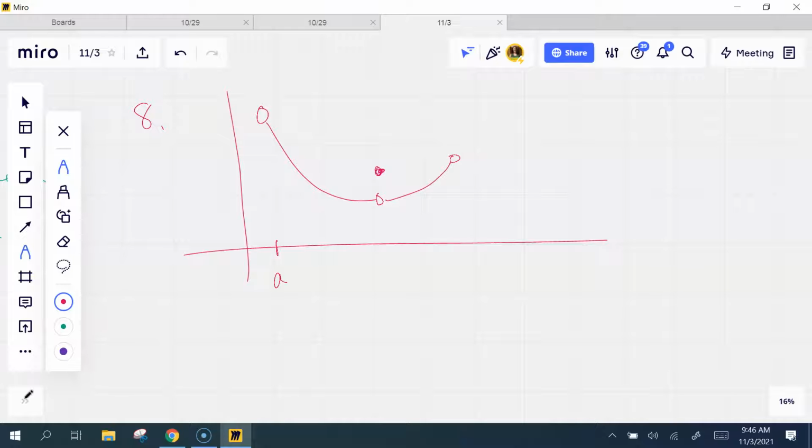And this is A, this is B, and this is C. So it's asking you, what are the absolute extreme values, absolute max and mins, or where they occur? And how does this line up?